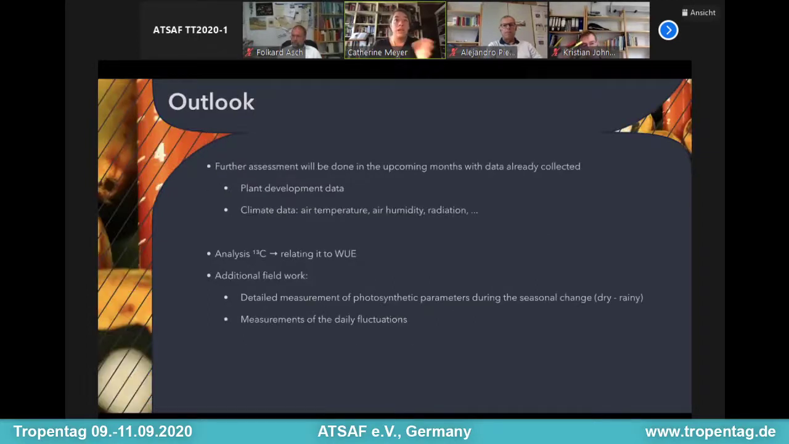On one hand, this is the further assessment of the data already collected, and on the other hand, the analysis of the 13C content as well as additional field work, with more tightly timed measurements of photosynthesis during seasonal change, and also measurements of the fluctuations throughout the day. But like so many other projects, we are also affected by COVID-19, and the analysis of 13C is completely delayed, and the additional fieldwork is postponed to the end of next year, hopefully.